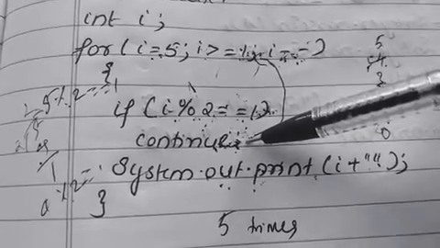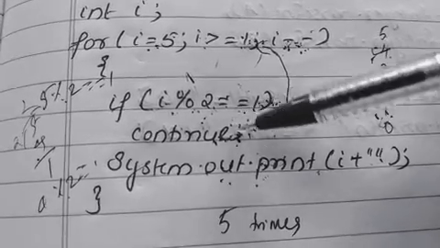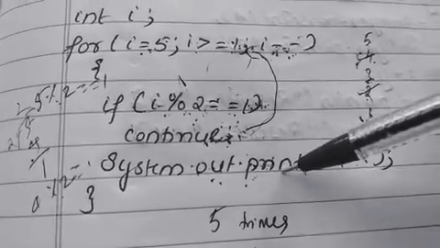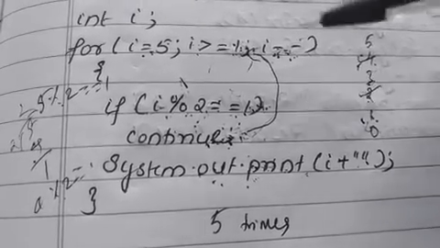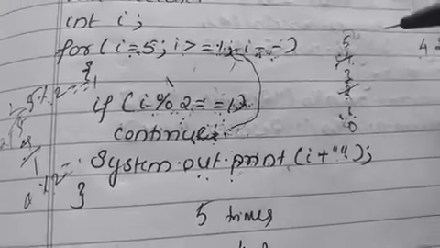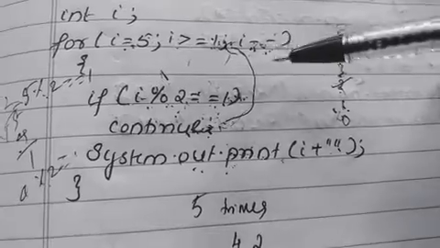Continue. Continue means the control will automatically go to the for loop. We won't execute this printing statement. So we won't print 5. I hope it's clear. Next one.